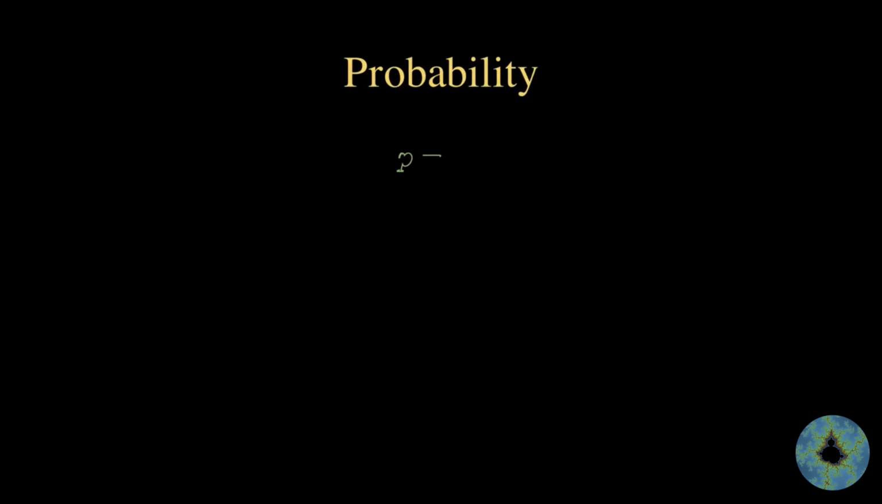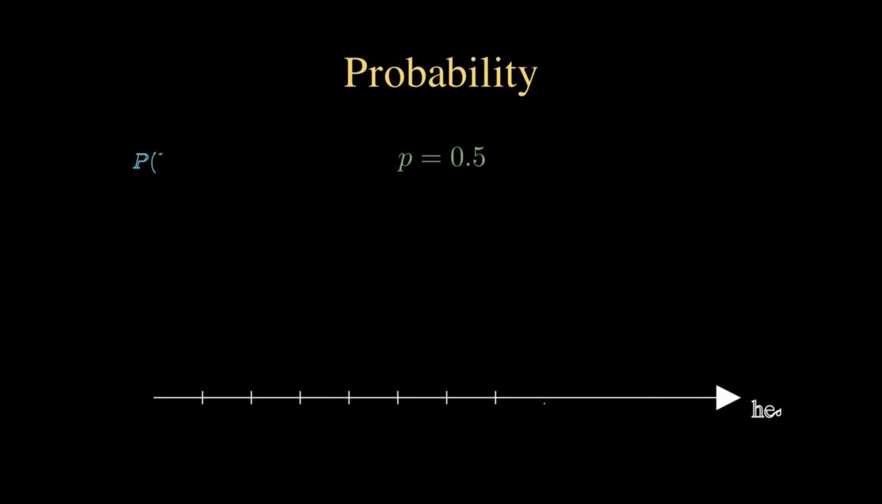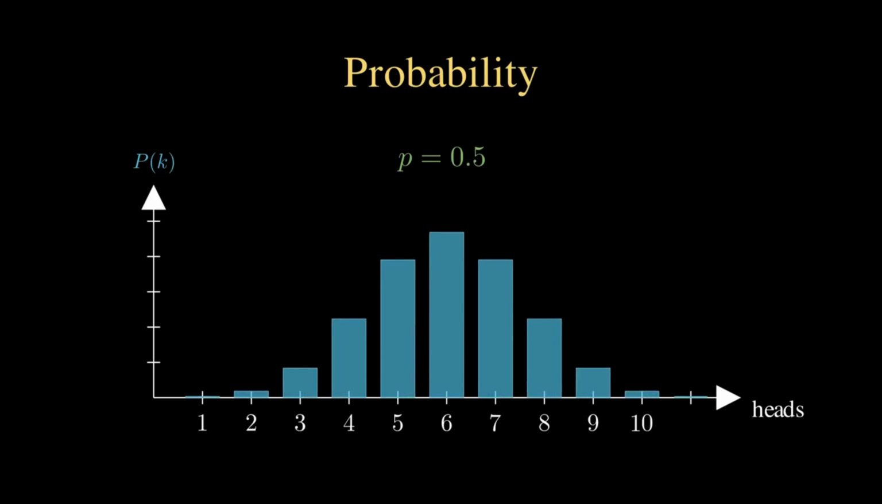Let's make this concrete. Say you have a coin with probability P equals 0.5 of landing heads. You flip it 10 times. What are the chances of getting 0 heads? 1 head? 5? This bar chart shows you. Each bar is the probability of that specific number of heads.